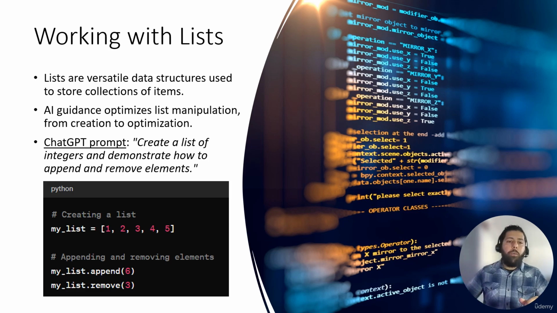Now, here we have two examples. Well, we have my_list created for the list name. And then in here you have just a simple list counting from 1 to 5. 1, 2, 3, 4, 5 as integers. And then on the bottom here, what we're doing is we're appending and removing. So you would do my_list.append, and then you would select which one you want to append. And then you can also select which element you want to remove.